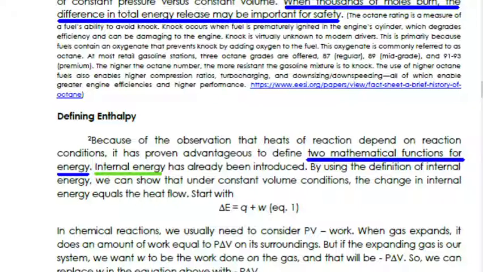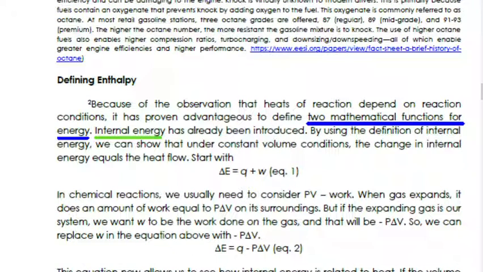This equation now allows us to see how internal energy is related to heat. And if the volume is held constant, delta V is 0. Therefore, this variable, the P delta V, will be 0. You will now have an equation of delta E is equal to QV, which indicates a constant volume.